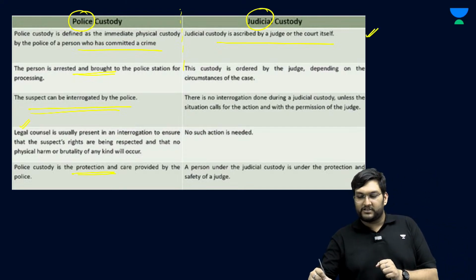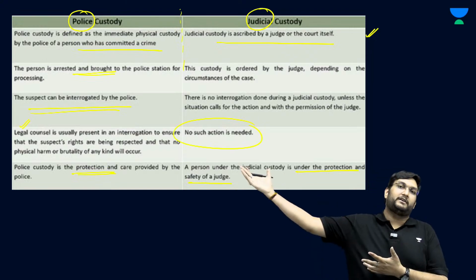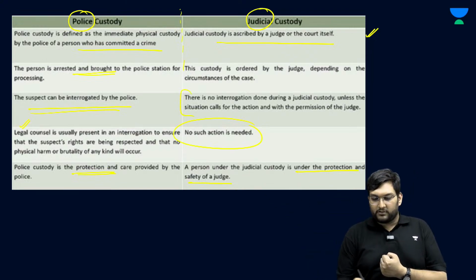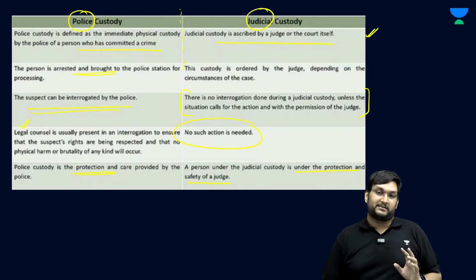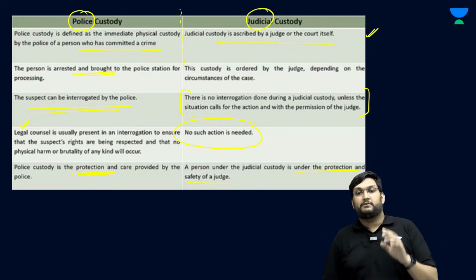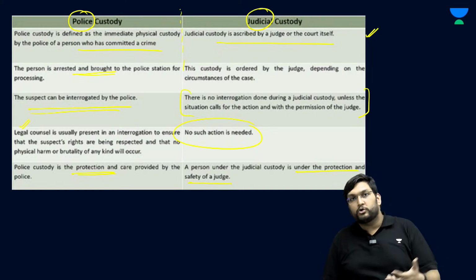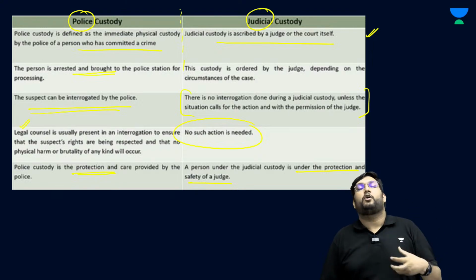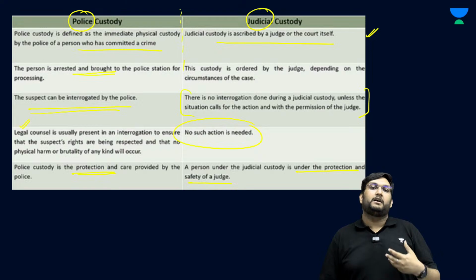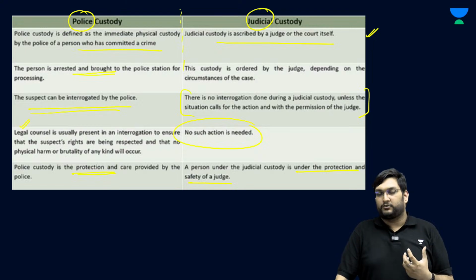On the other hand, when it comes to judicial custody, the judge takes responsibility for your protection and safety. No such action is needed because the trial is already going on in the court. The idea is very simple, that without the permission of the judge, nobody can interrogate you in judicial custody. And the custody of the judge is quite important, because here you are safer, because the police has a certain history of, for example, torturing or applying any form of pressure to get certain information out of you.